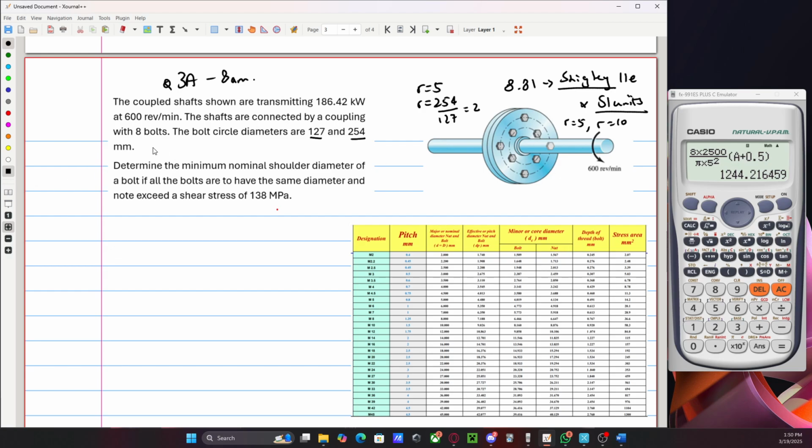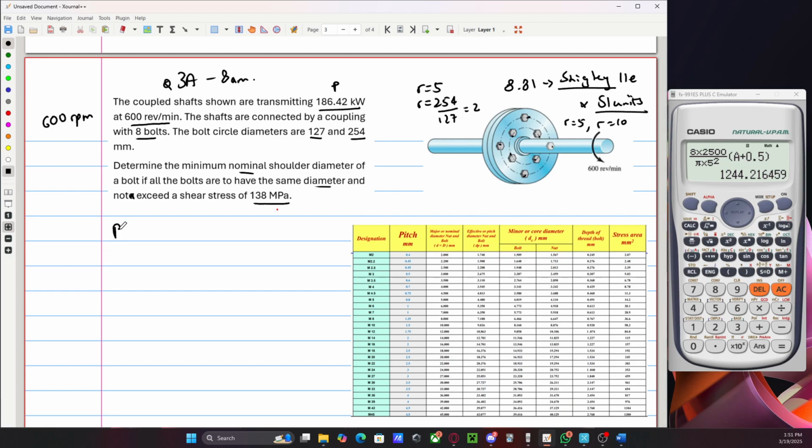Okay, so let's check what we're given for all these things. We're given power at 600 revolutions per minute, so 600 RPM. And we're given that there are 8 bolts here. There are 4 on the radius of 127, and 4 on the radius of 254. Calculate the minimum nominal diameter of a bolt if all bolts are supposed to have the same diameter and not exceed a shear stress of 138 megapascals.